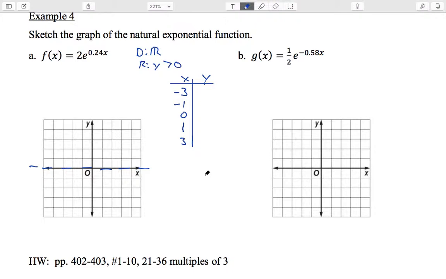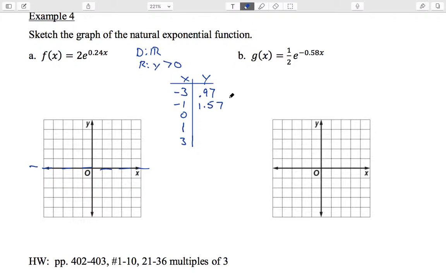I'll do that. 2, and then e to the 0.24, and then up there times negative 3. So do you get 0.97? Should. Okay, as long as you're doing your calculation up in the exponent where you should, it should work. Okay, then wait, yep, that was right. Then we put a negative 1 in. 1.57.